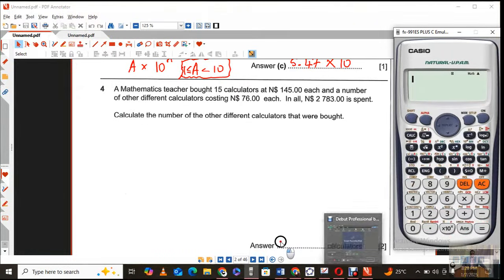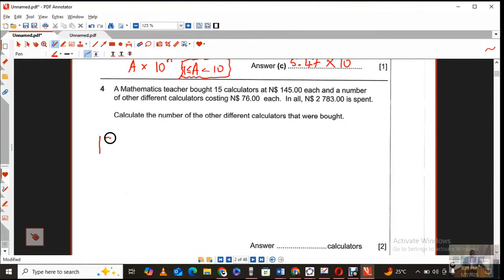All right, so we will continue, and we are going to start with question 4. A mathematics teacher bought 15 calculators. So that is 15 calculators, and he bought them for $145 each. I'm not going to put the units there. And then also a number of different calculators, and these calculators cost 76 Namibian dollars each, and of course we don't know how many calculators there are, and the total of them is 2,783.